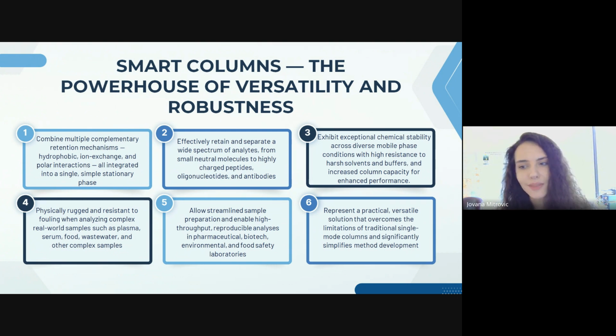But mixed mode doesn't just solve problems, it creates new opportunities. It gives us a platform to build on. Because of mixed mode, we can now start imagining even more advanced columns that can adapt, handle virtually any analyte, no matter how complex or sensitive, columns that eliminate the trade-offs between resolution, speed, and matrix tolerance. So smart columns aren't the final destination, they're the reason we can now aim even higher.